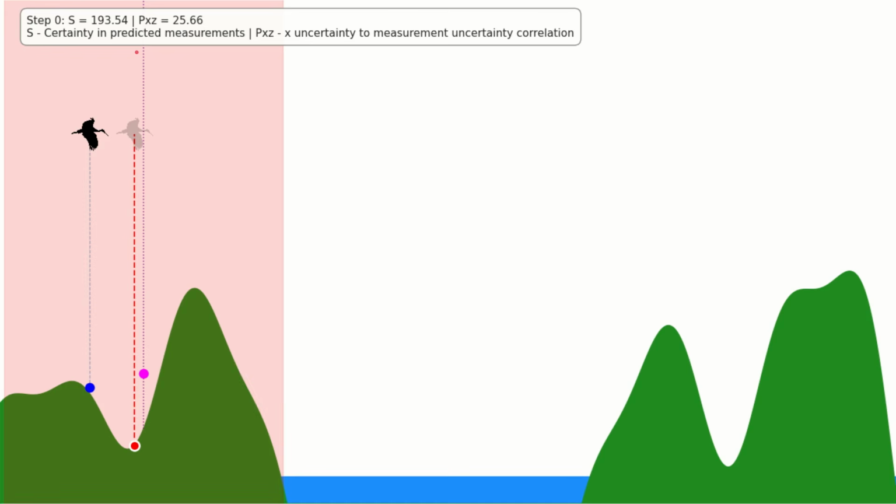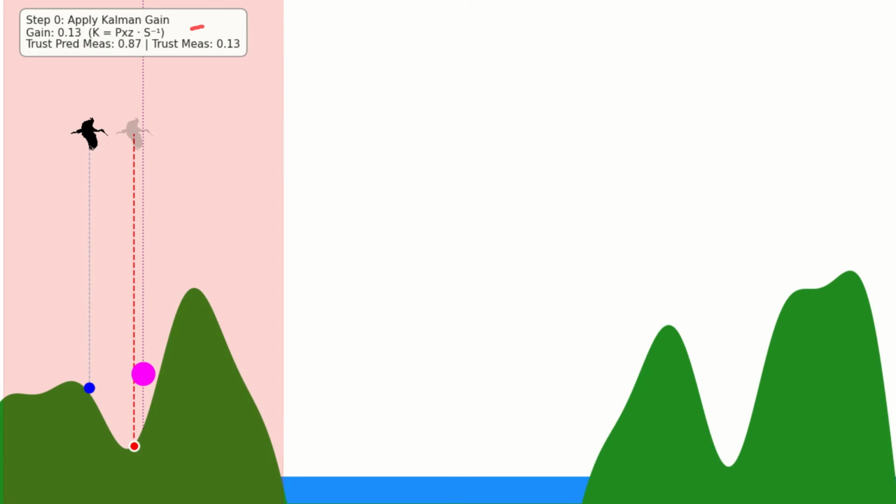And after we calculate these uncertainties and correlations, it's time to calculate our Kalman gain, which is just one multiplied by the inverse of the other. A simplified, intuitive explanation of the Kalman gain can be, what should I listen to more, the measurement or the prediction? The sizes of the measurement point and the predicted measurement point are adjusted according to the Kalman gain. The higher the trust, the bigger the size. So we can see I trust the predicted measurement more in this case.